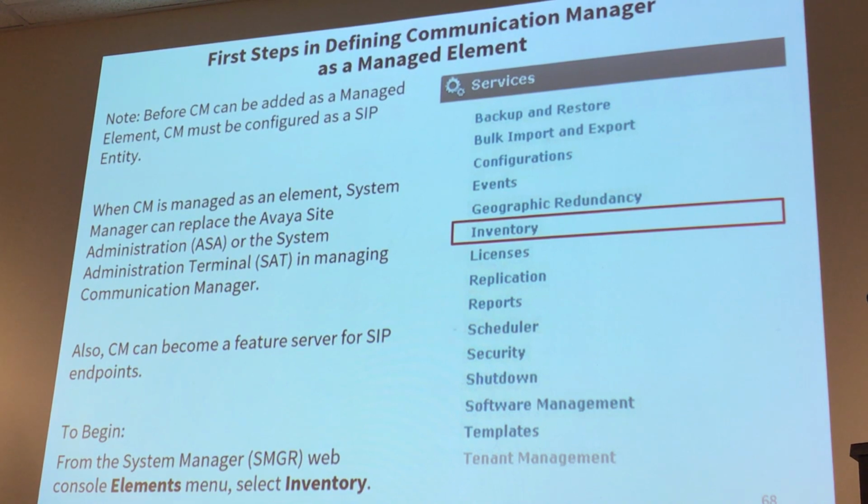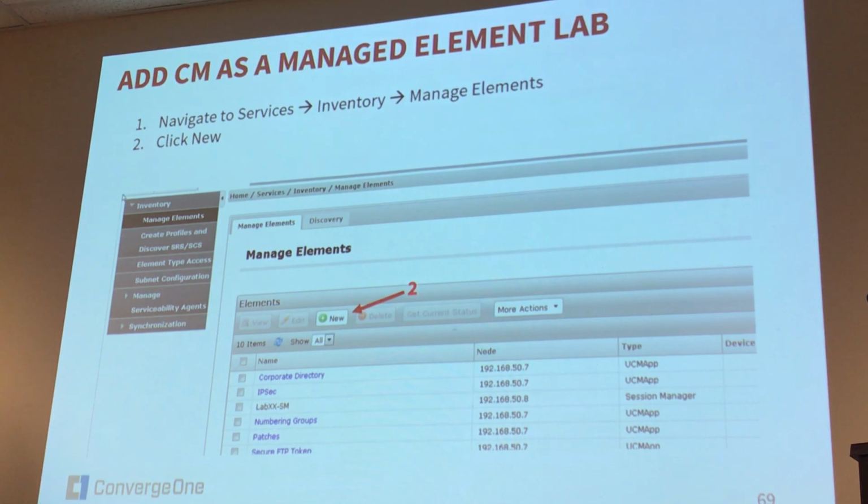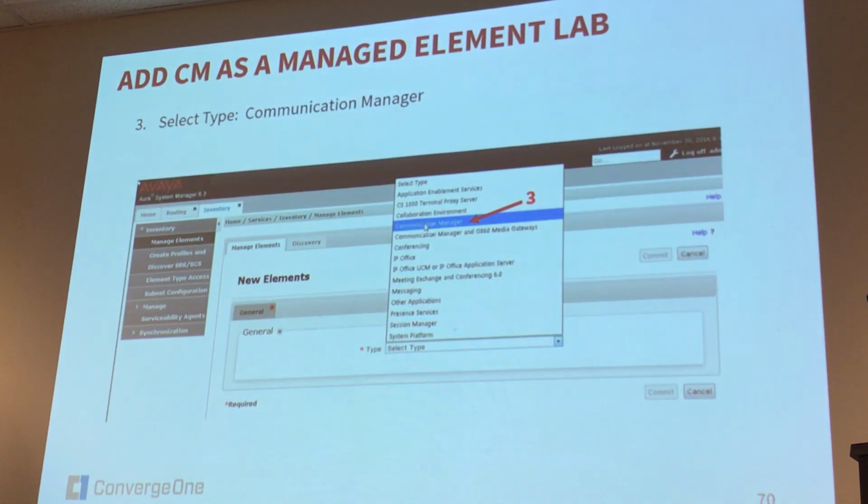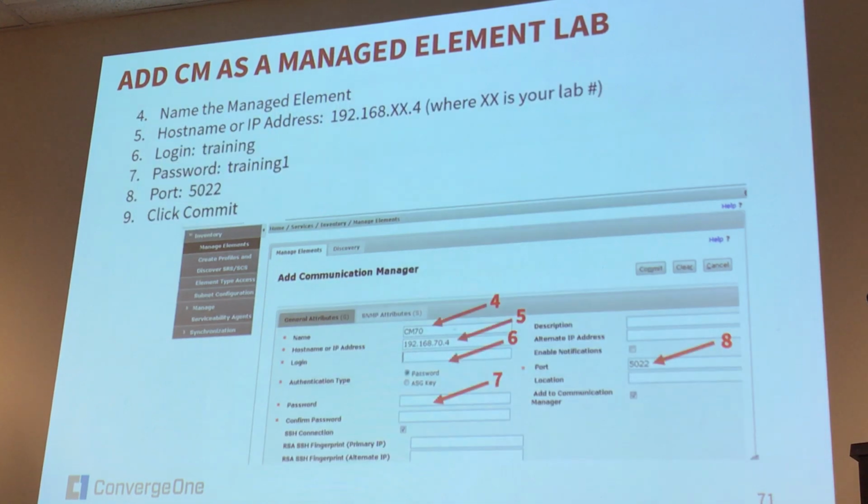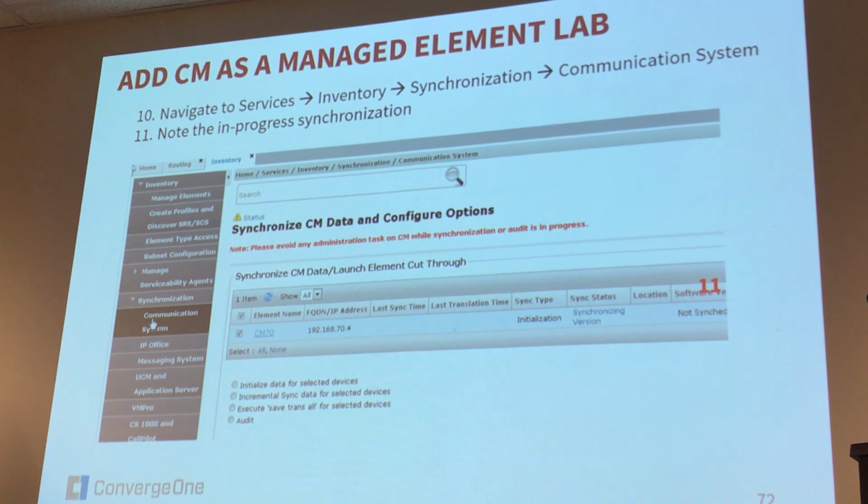Okay, so how do you add CM as a managed element? Easy. You go to the inventory, and here's the lab. You click on new. The type of the managed element is going to be CM, and then you specify the IP address of your CM, login and password. We could use training 1 because that's a super user that right now we have in CM, and that's it. Then you commit, and as soon as you commit, if you go to communication system, you're gonna see CM synchronizing with system manager. Let's do it.